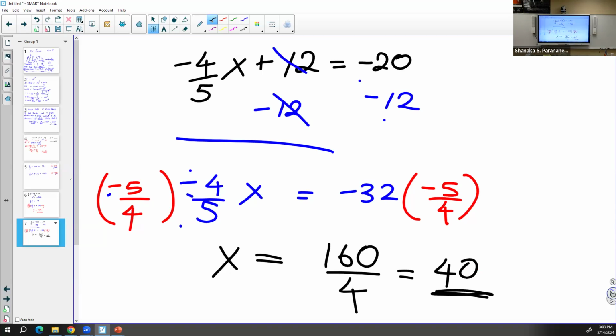There are a couple of ways that you can solve these equations. So this is one way, and there are other ways that you can do. Okay, if you don't have any questions, let's go to the next topic.